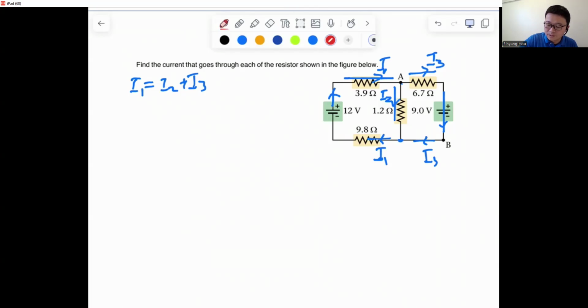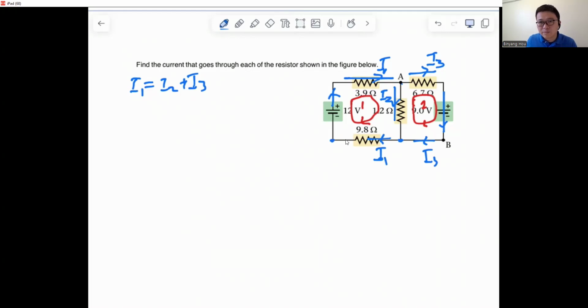So we can pick a loop here. This one goes in that direction, and this one goes in this direction as well. So this is loop number one, and this is loop number two. According to my loop one, let's start from here, go through the whole loop, and come back to the starting point. So the voltage changes across all these elements should add up to zero.